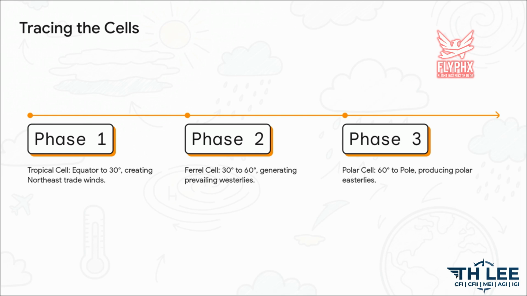Cold, dense air at the pole flows south along the surface. It meets that 30-degree air at the 60-degree latitude mark, gets forced to rise, and circulates right back to the pole, generating the polar easterlies. It's like a giant, perfectly synchronized machine.